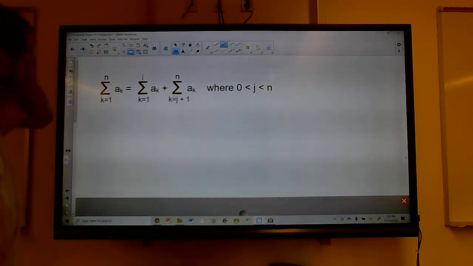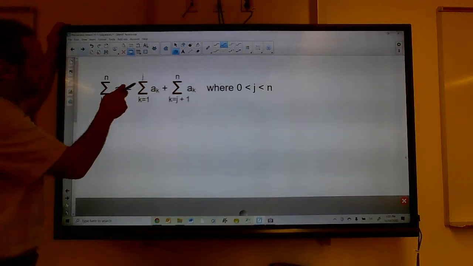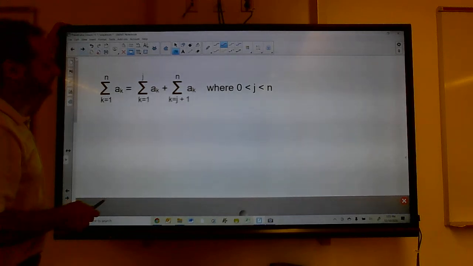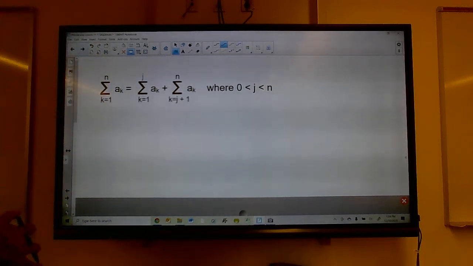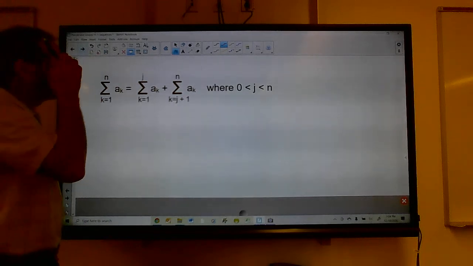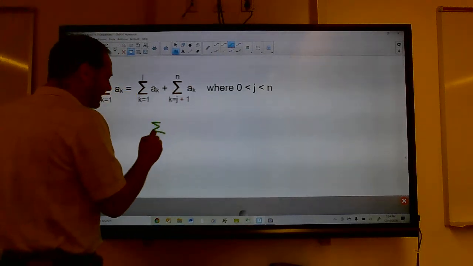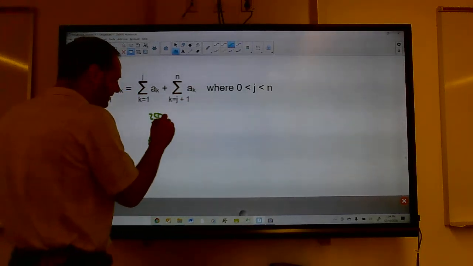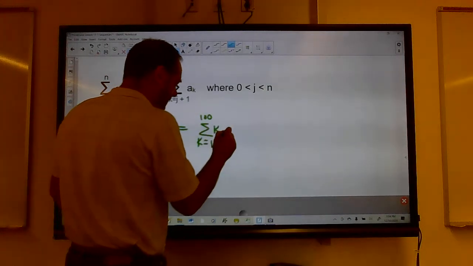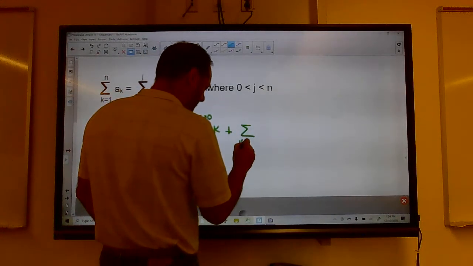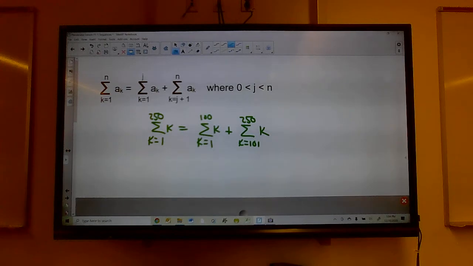This is kind of a weird one, we don't use it very often, but basically what it says is the sum from k equals 1 to n of a sub k is the sum from k equals 1 to j of a sub k plus the sum from k equals j plus 1 to n of a sub k, where j is somewhere between 0 and n. So I could stop in the middle and then just continue on at some point. For example, if I wanted the sum from k equals 1 to 250 of the k's, I could find the sum from k equals 1 to 100 of the k's and add that to the sum from k equals 101 to 250 of the k's, and I would get the same answer.